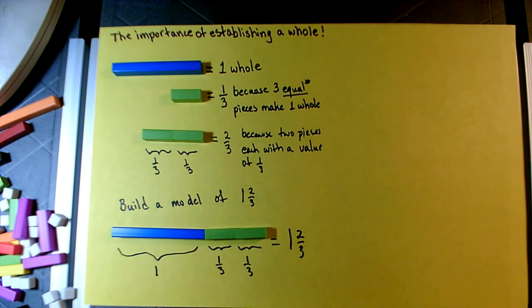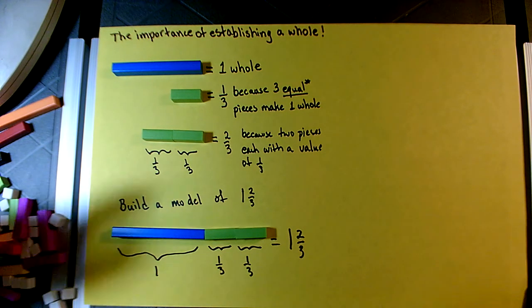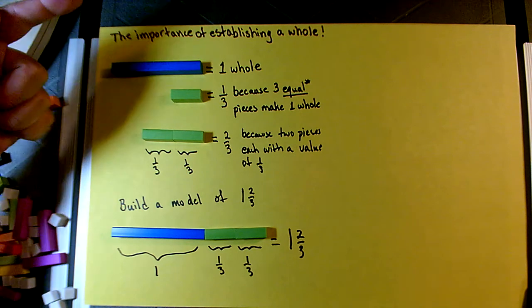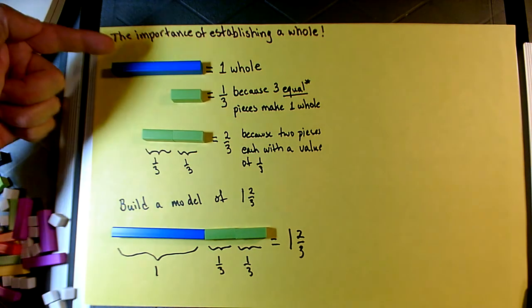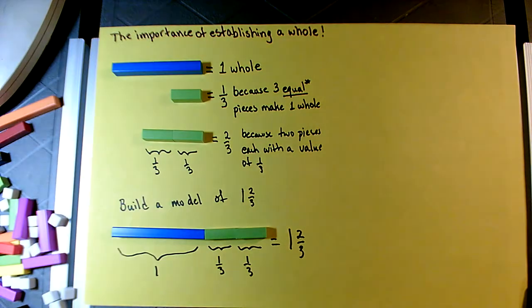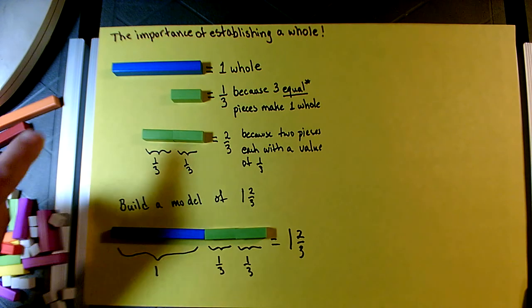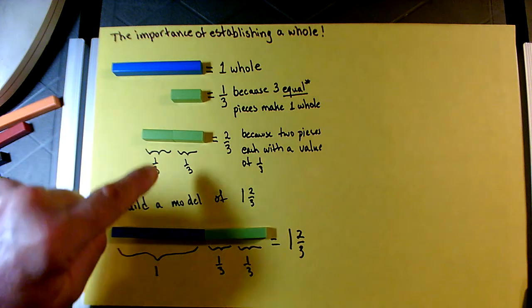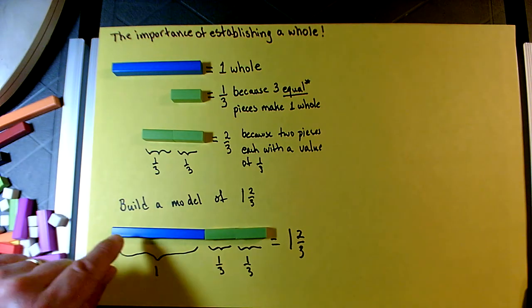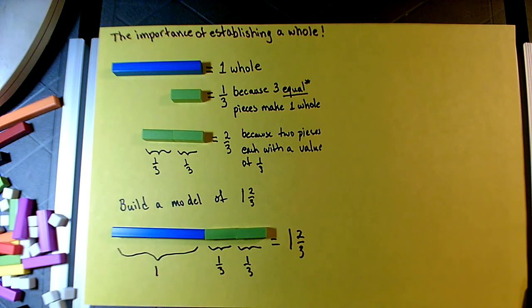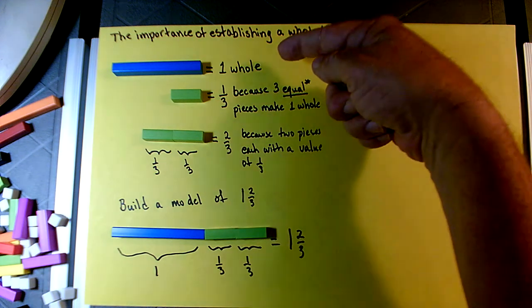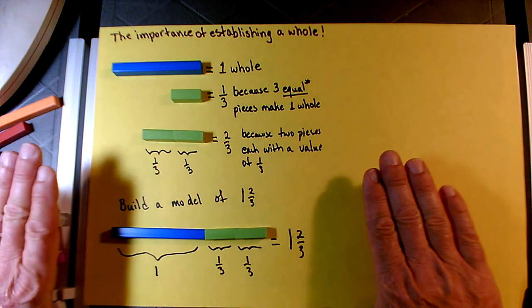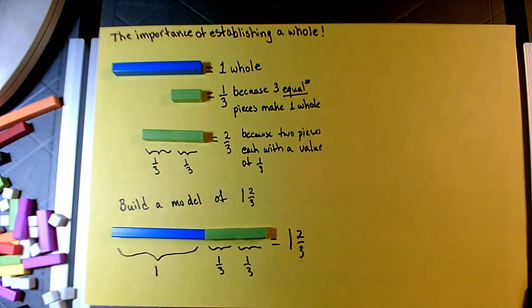Alright, so what have I said here so far? How important it is to establish a whole, how important it is to compare parts to the whole, but when you're establishing the values in terms of fractions, they have to be equal size parts, and then you can use those understandings, those values, to build a new number. What's important here is that you put this in a place where students can refer to it, and you train them how to do this themselves. That's going to take time.